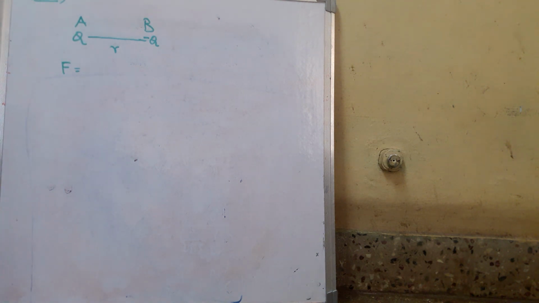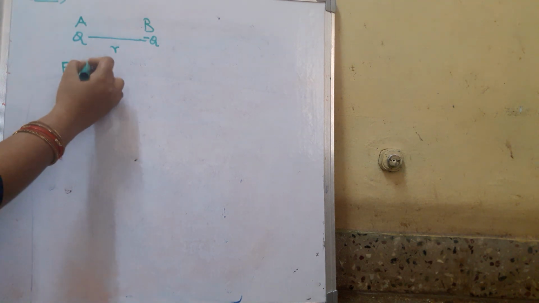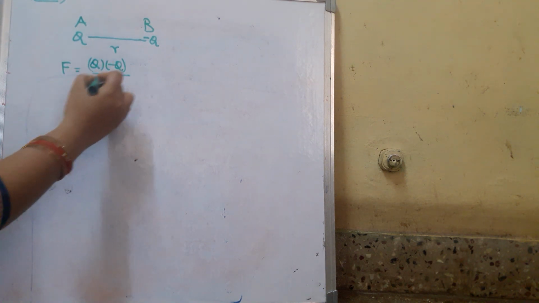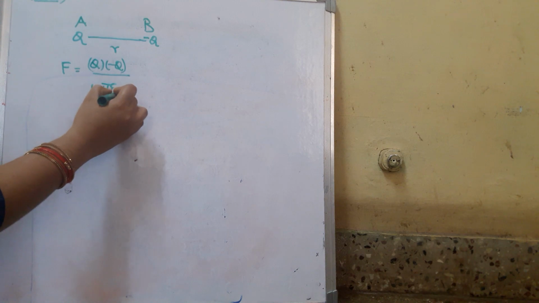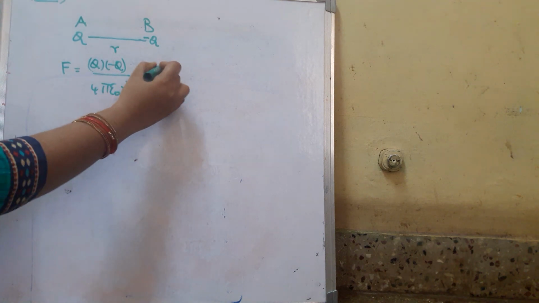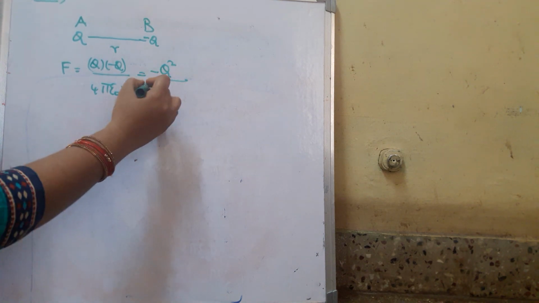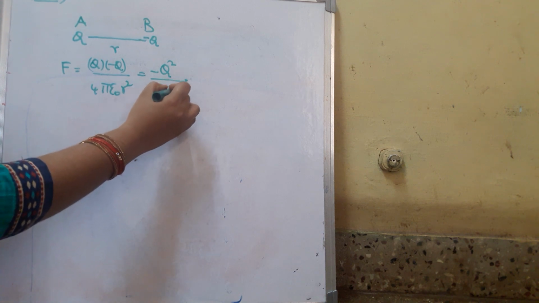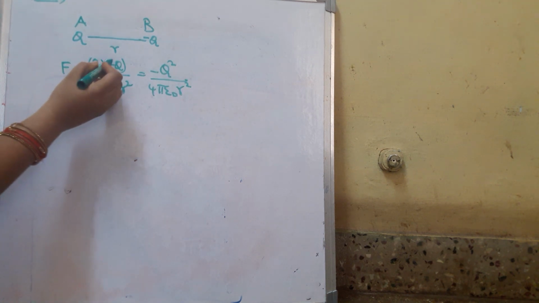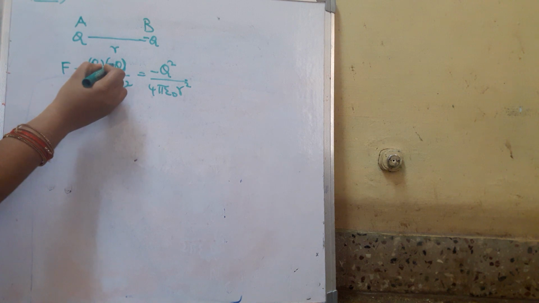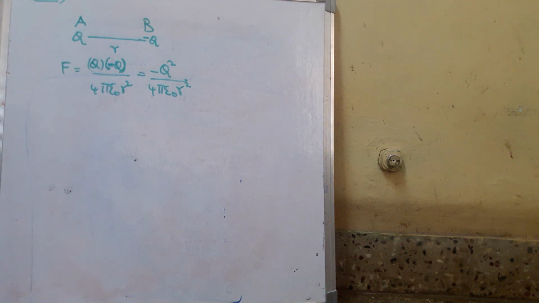And what will this F be? We know from Coulomb's law, this is nothing but Q into minus Q divided by 4 pi epsilon naught times the distance, so I can write this as minus Q square by 4 pi epsilon naught R square. I'm not subtracting here; this is the sign of the charge, that is, a negative charge. That force is given.